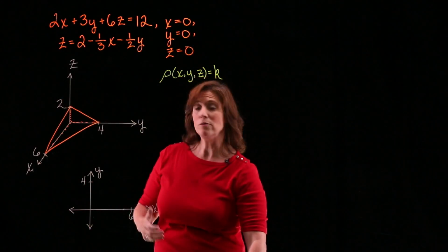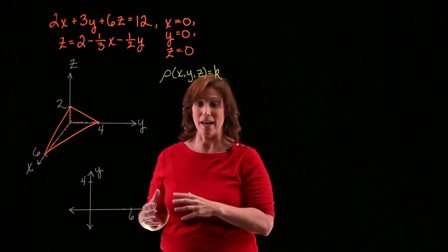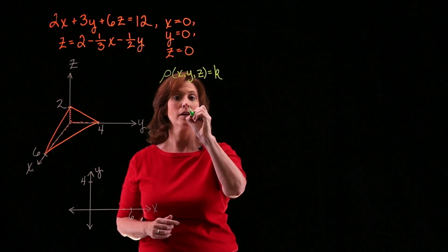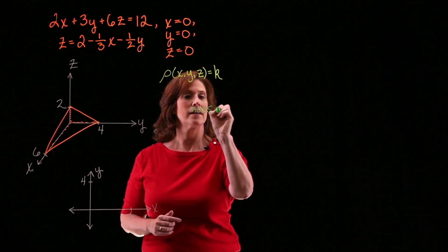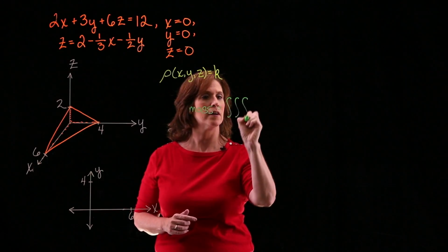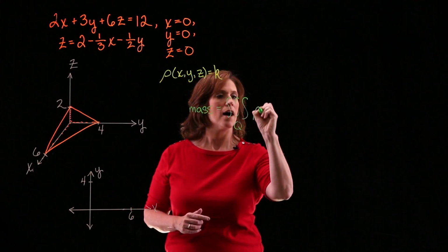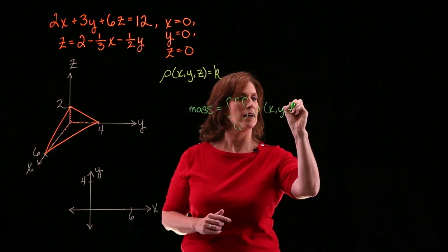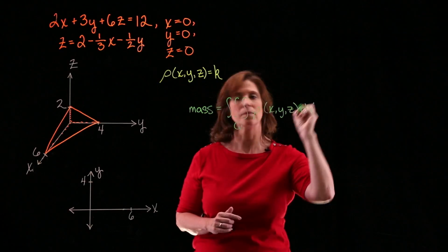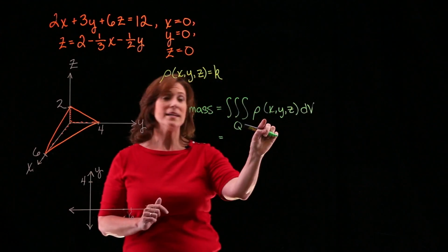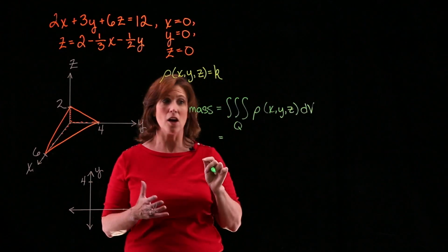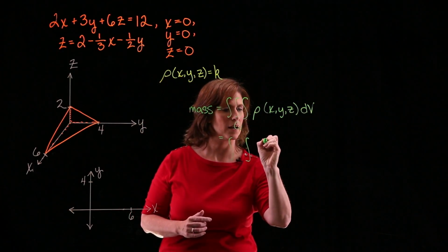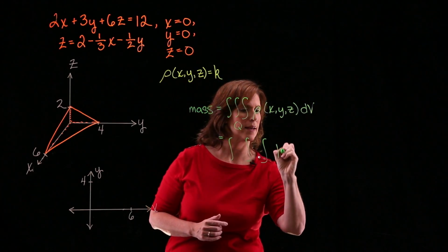All right. So what I'm trying to do first of all is to find the mass of that solid. So we know that the mass can be found by using a triple integral. So the mass is a triple integral of the density function dV. Okay, now I know what my density function is. It was given to me as just a constant k, so that much I can just enter in. So that will be k.